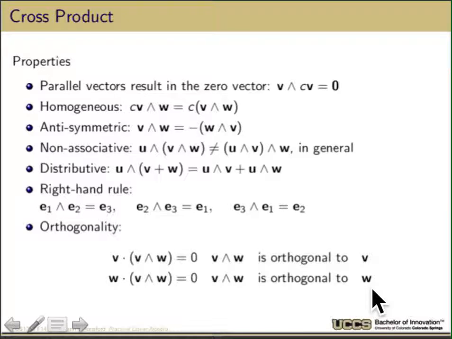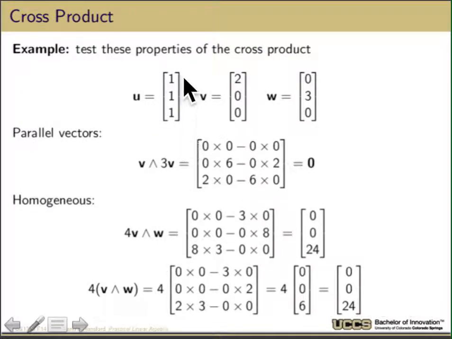Just to walk through a couple of them as numbers, to test them out. We're going to do some tests with just the three vectors: U equals 1, 1, 1, V equals 2, 0, 0, and W equals 0, 3, 0. So first, to see what happens if I take V and 3V and take their cross product, again, I'm not going to go through all the steps, but you can verify this.